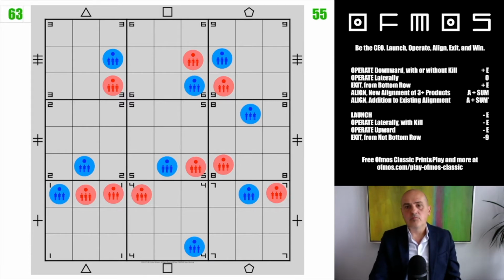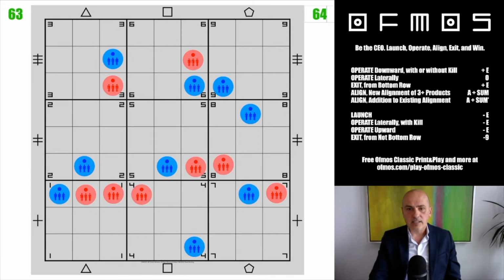Okay, now blue has to move. We're going to move down and basically take out, so if you look at a pentagon, 3 notches environment, I'm taking out the red by operating my business and basically squeezing the competitor out of that market. So we are making a 9 as a profit from the operation, and we killed that business of the competitor. So this brings us to 64.